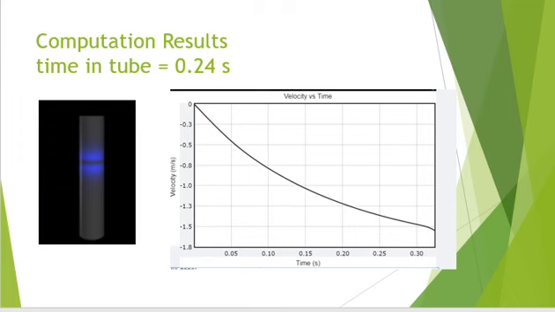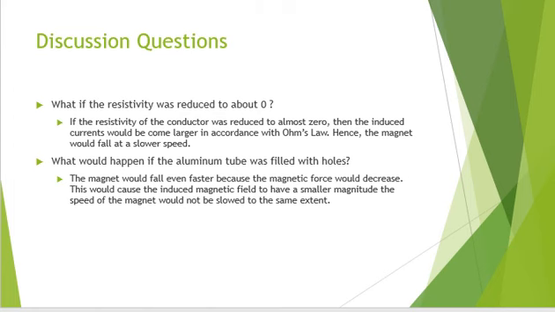To conclude, if the resistivity of the conducting tube was actually very close to 0, then the induced current would increase in accordance with Ohm's law. Because of this, the magnet would fall at a slower speed. Furthermore, if the aluminum tube was filled with holes throughout, the magnet would fall even faster through the tube because the magnetic force would be of a lower magnitude. Because of this, the induced magnetic field would also have a lower magnitude, so the magnet's speed would not be slowed to the same extent.